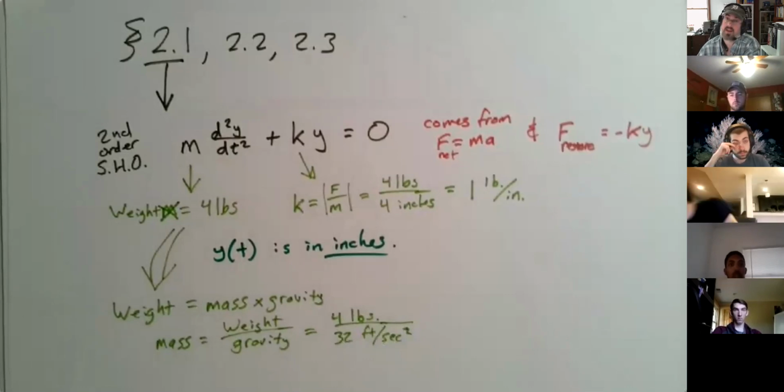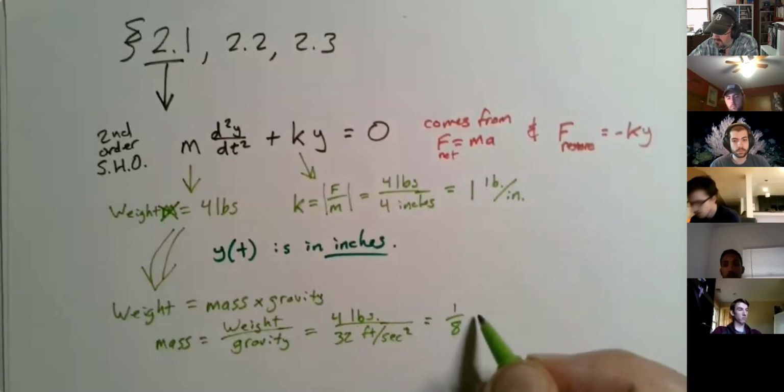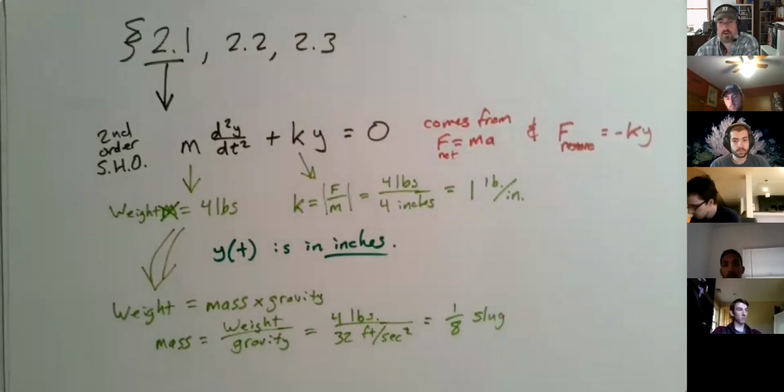Now, you might not recognize what pounds over feet per second squared is as a unit, but this actually has a name. This is 4 over 32 is 1/8, and this is 1/8 of a slug.